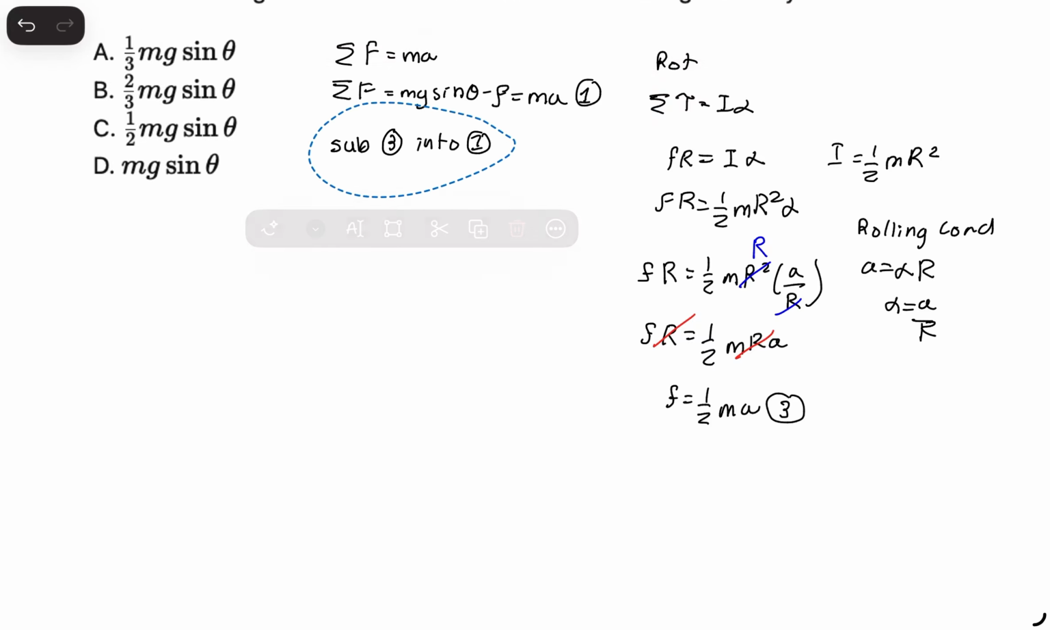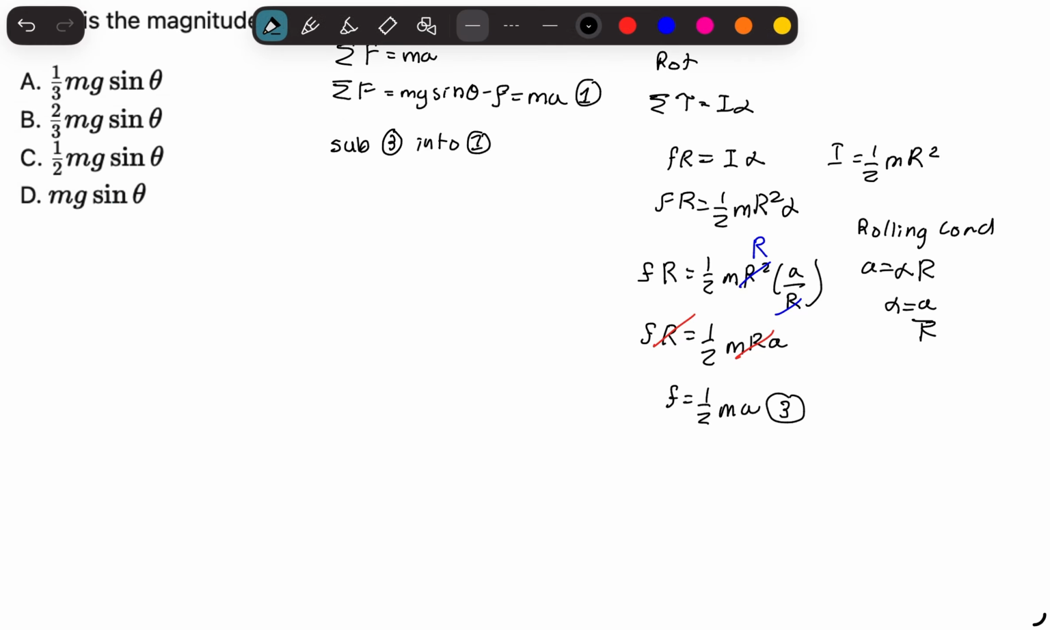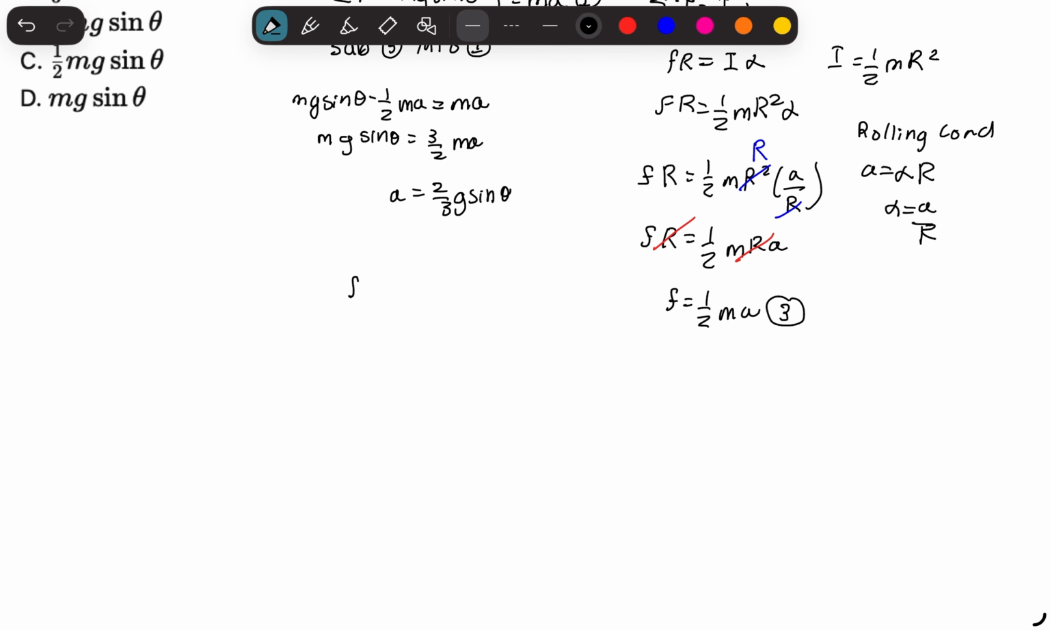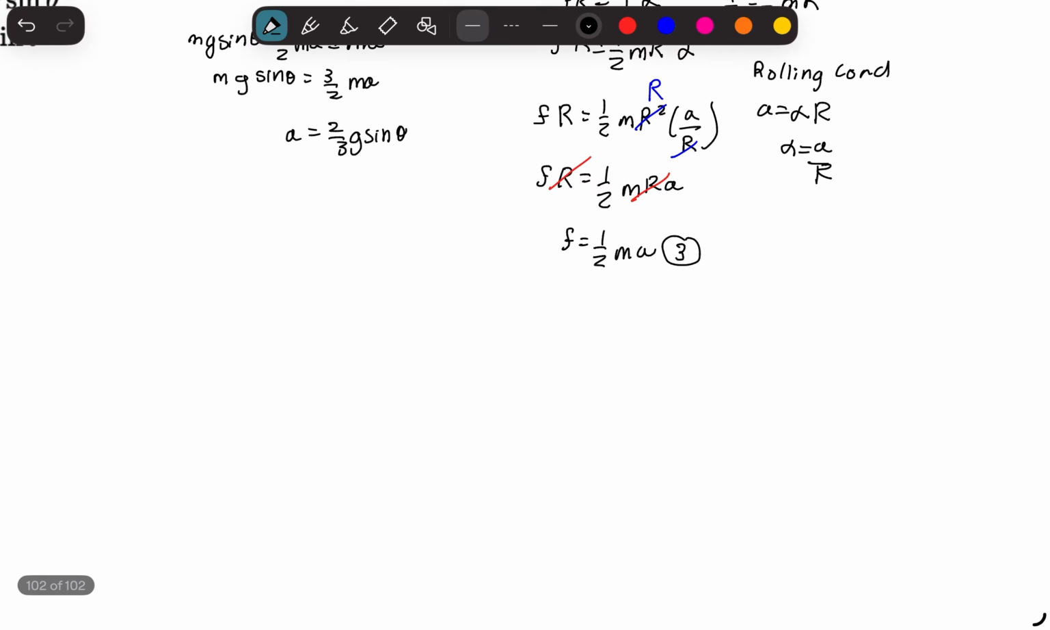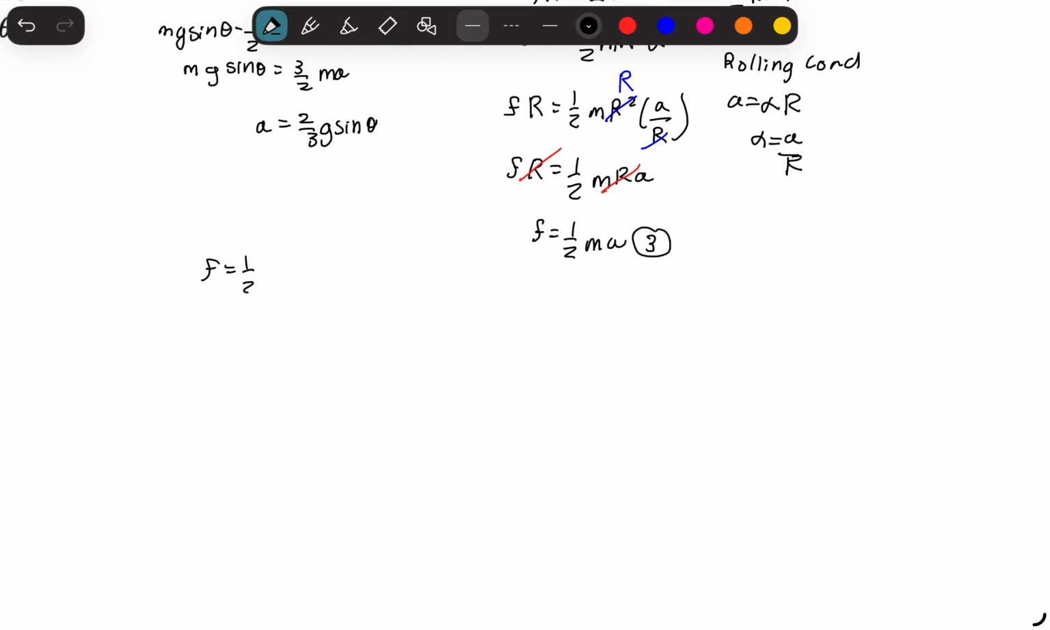So you're going to have mg sine of theta minus 1/2 mass times acceleration is equal to ma. So mg sine of theta is equal to 3/2 ma. So a is going to equal 2/3 g sine of theta. To find friction, you have F is equal to 1/2 ma. So then we return to this form. F is equal to 1/2 ma. This is when we're finding friction.